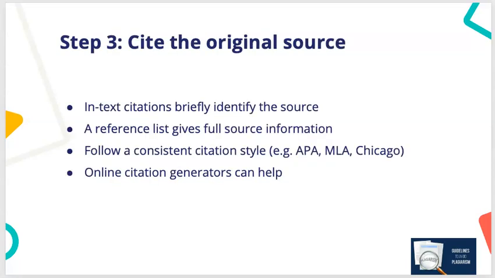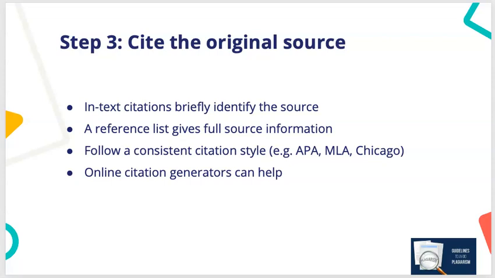The third step is to cite the original source. In-text citation briefly identifies the source, and a reference list gives the full source information. Follow a consistent citation style like APA, MLA, or Chicago. Online citation generators can also be used, like Zotero and others.